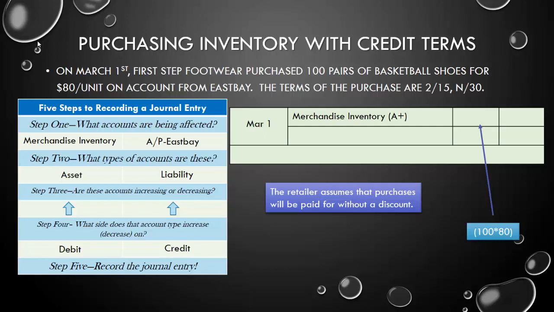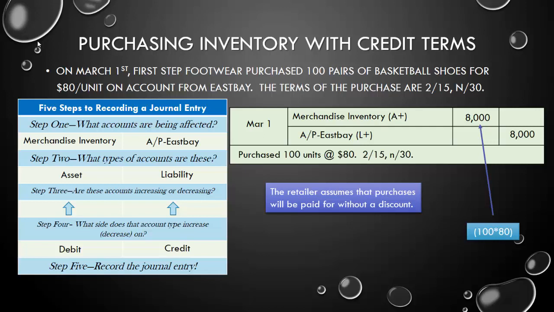Sure, eBay is offering us credit terms. We could get a 2% discount, but because we're being conservative, we're going to assume that we're not going to get that discount. We're going to end up paying full face price for these shoes, which would be $8,000. So we debit merchandise inventory for $8,000. We credit AP eBay for that same $8,000.